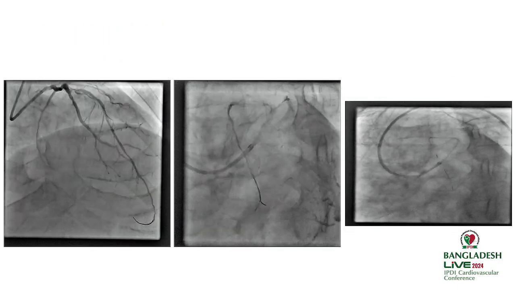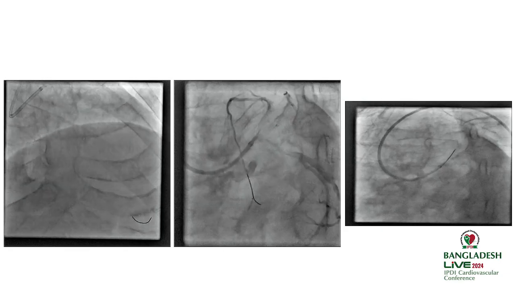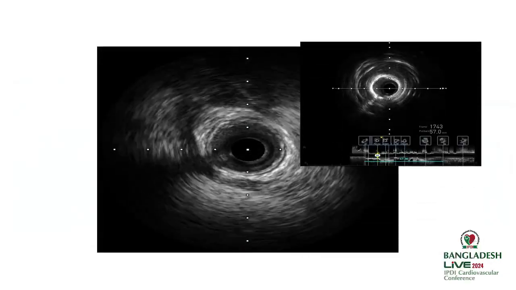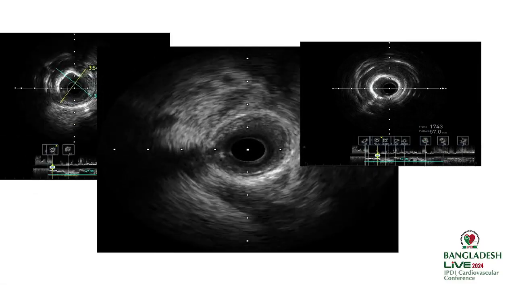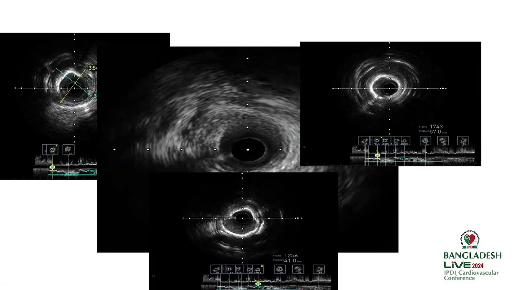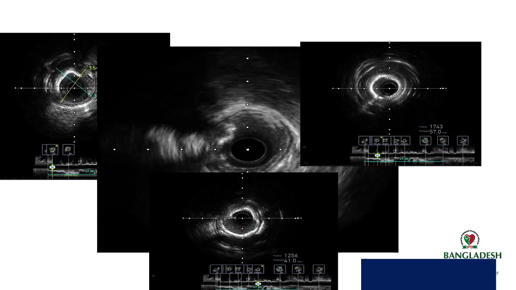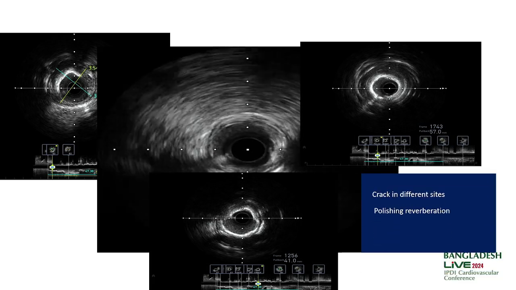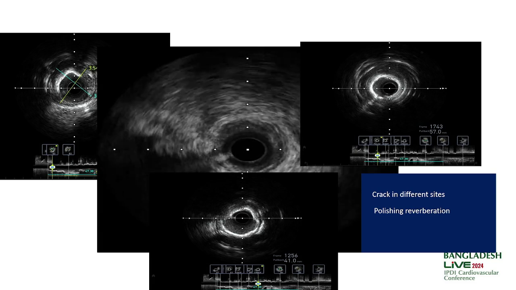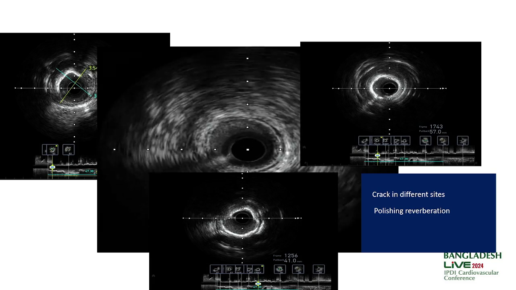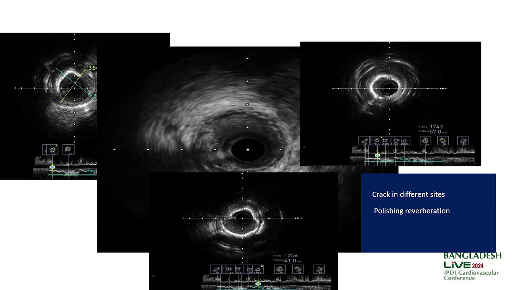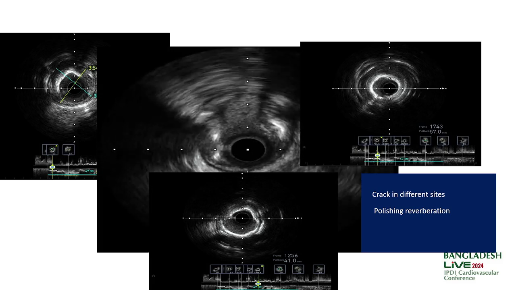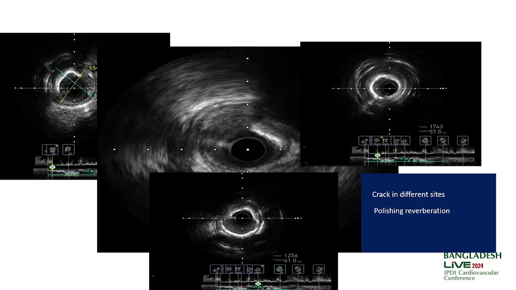This is the angiogram after the procedure. We again did an IVUS, and this time IVUS showed there were cracks at different sides at the 3 to 6 o'clock position, and there is also polishing reverberation. So we were satisfied that our rotablation was successful.